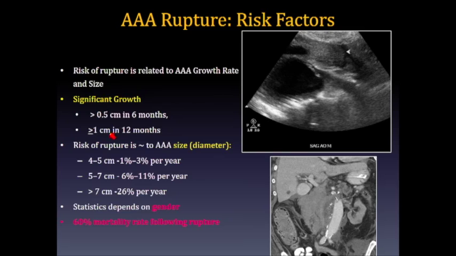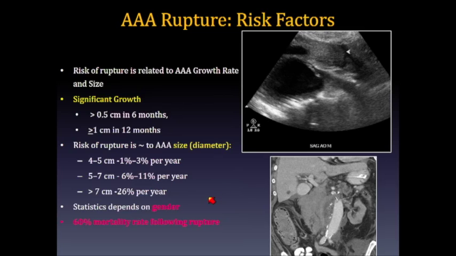When the AAA measures greater, the significant growth is if it's growing greater than 1 centimeter in 12 months. And this is an important number to remember. And also risk of rupture is higher if the aneurysmal sac is large. For example, 5 to 7 centimeter aneurysms have up to 11% risk of rupture per year.